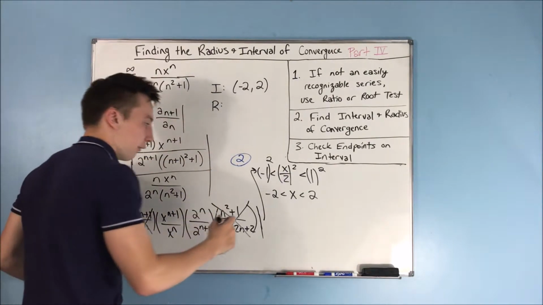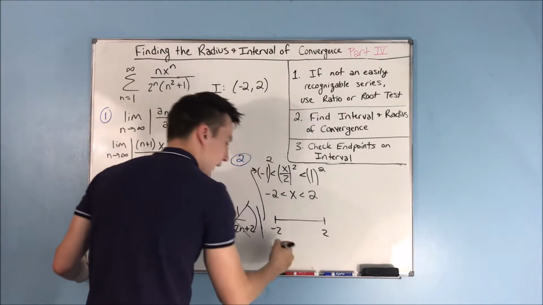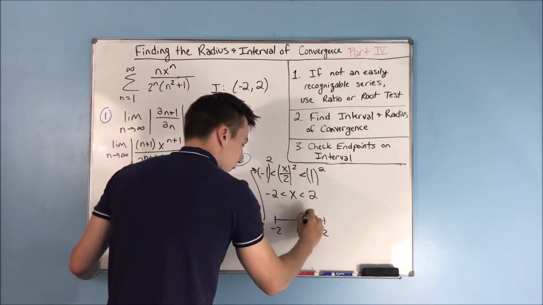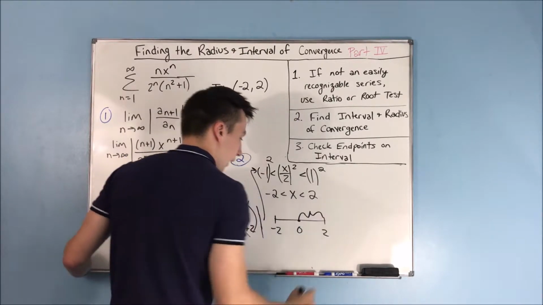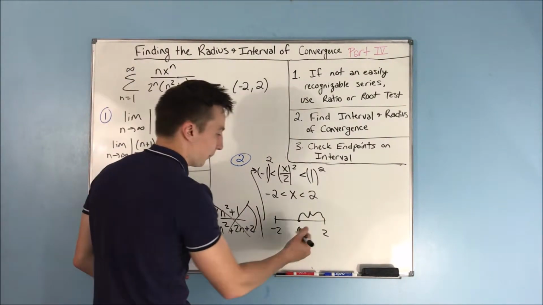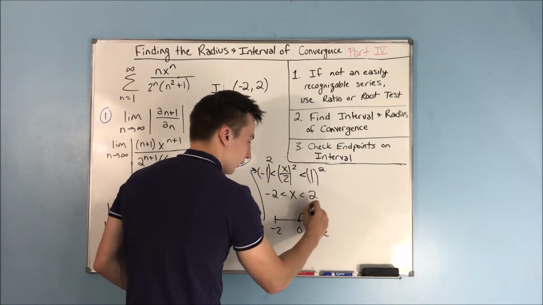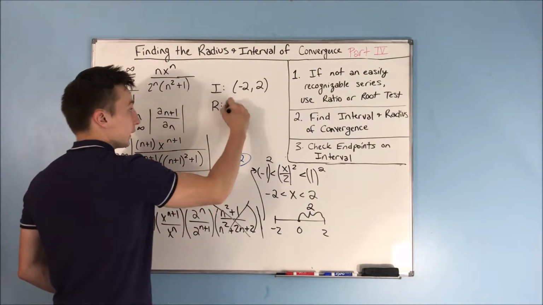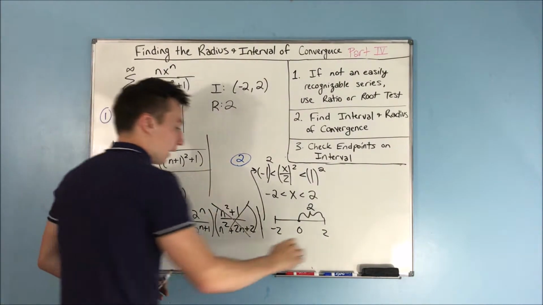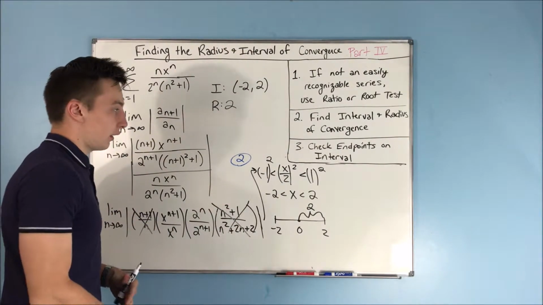And if our interval is going from -2 to 2, the center of that is going to be 0. And from the center to one of the endpoints of the interval is our radius, and that's 2. So our radius is going to be 2 here. And great, so that is our second part. I'm going to erase this, so get it down quick.